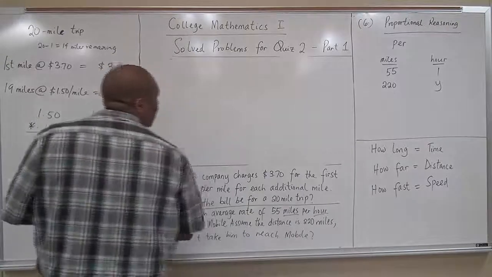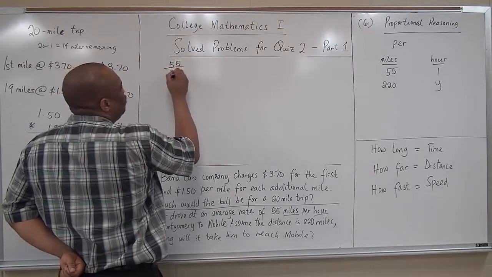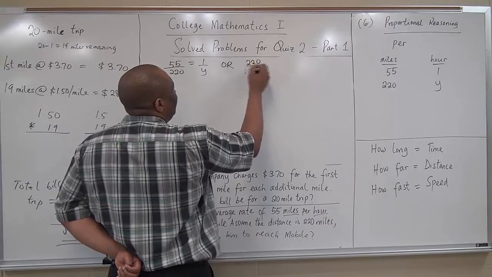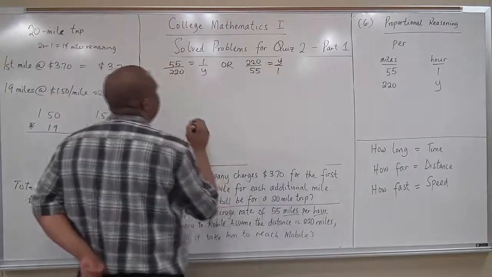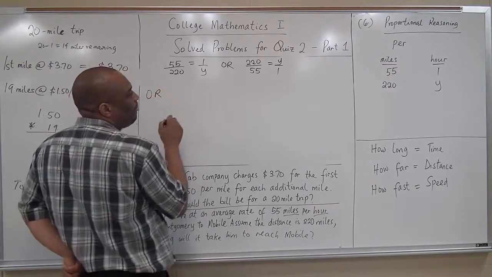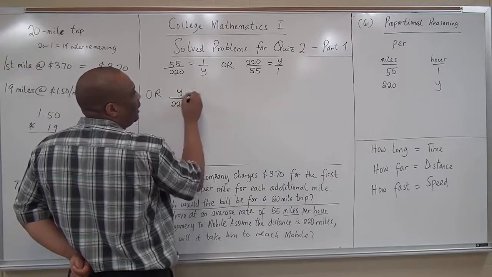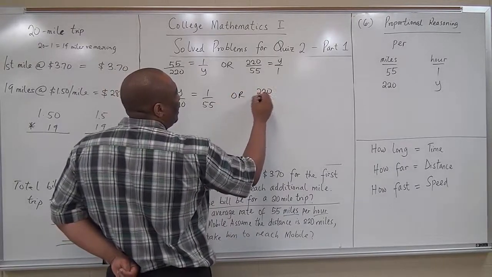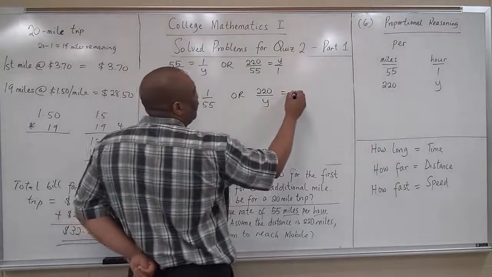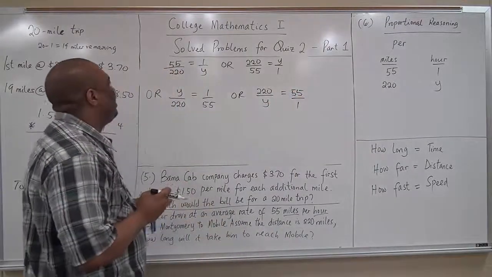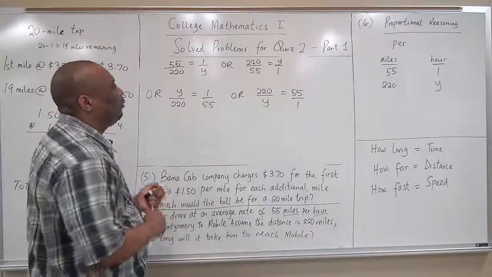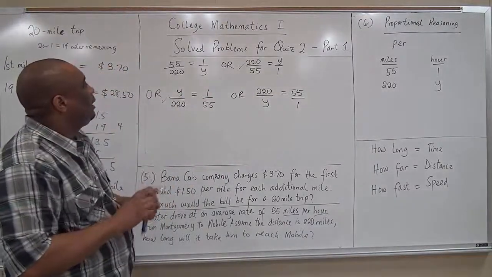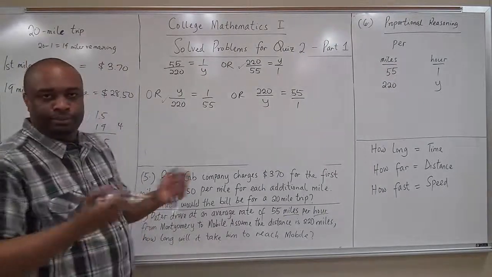Any of these four ways will work. It could be 55 over 220 equal to 1 over y, or it could be 220 over 55 equal to y over 1, or it could be y over 220 equal to 1 over 55, or it could be 220 over y equal to 55 over 1. Any of these will work, but which one do I like? We did something like this on quiz 1. I like either this or this.